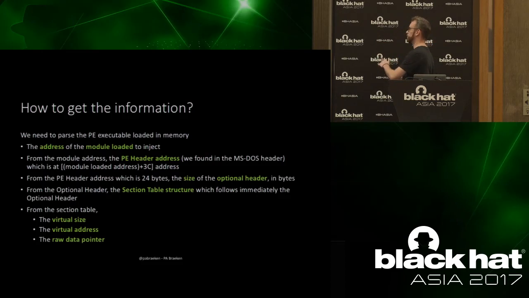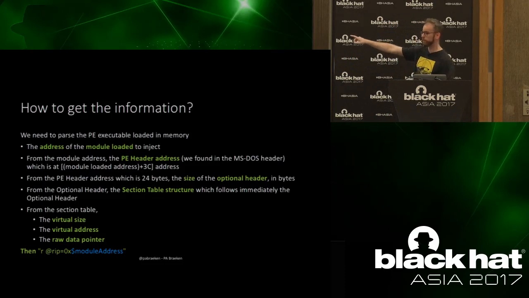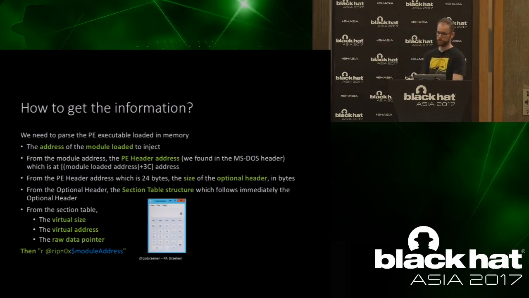From the PE header, which is 24 bytes, you will get the size of the optional headers in bytes, and from this optional header, the sections, etc. And from the section table, the virtual size, virtual address, and raw data pointer. With all this information, after injecting your code into the null padding zone, you will just send this call to the debugger, which is, in fact, saying, okay, the next instruction, because it's the registered instruction pointer, will be this module address. And bam, you will get your calculator. In this example, it's a calculator, but it could be different things.